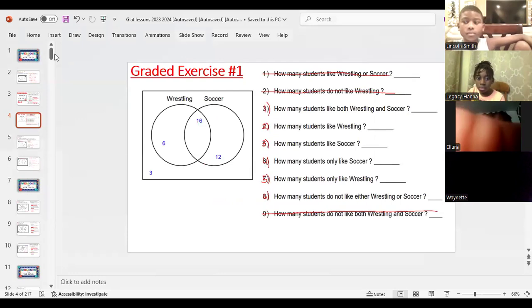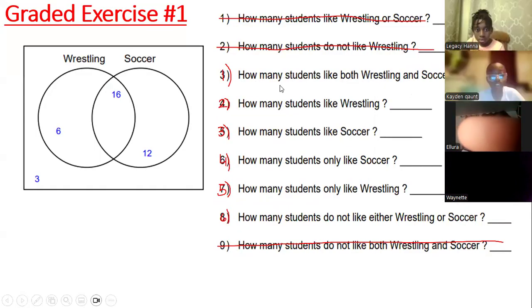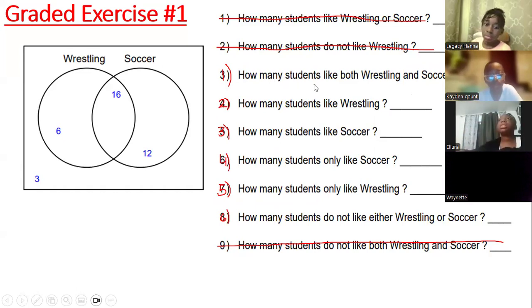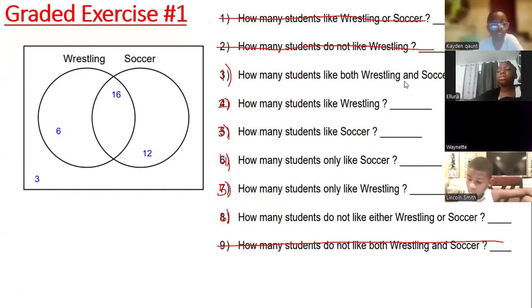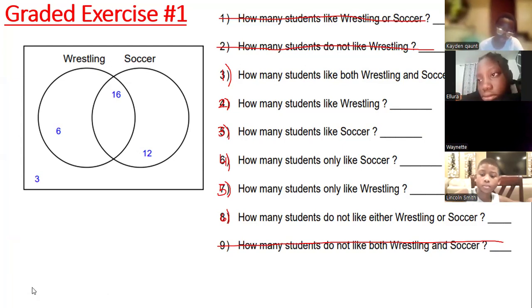First question, Quant, can you read number 1, please? How many students like both wrestling and soccer? Very good. Kaden, go ahead and read it again. How many students like both wrestling and soccer? What you have for that one? I added 6, 16, and 12, so I come up with 34. I don't think that's how you're supposed to do it.